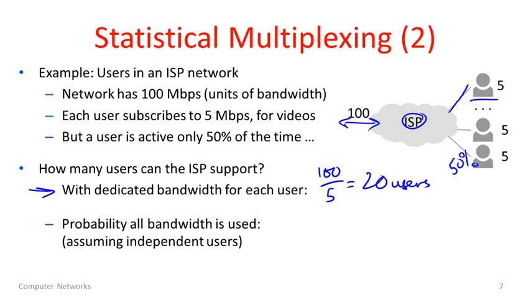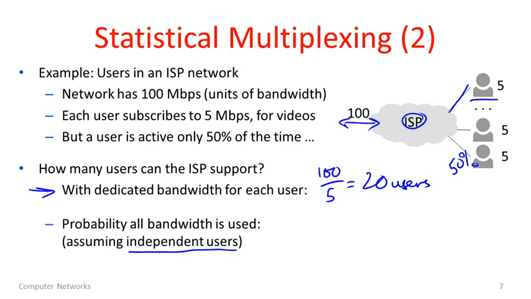Okay, but if we think about this case where there are 20 users, let's ask, for the sake of argument, what's the probability that all of the bandwidth within the ISP is being used? Now, the kicker here is we're going to assume that all of the users are independent. That's a little bit unrealistic, but it's good for thinking about this. This is a probability calculation. Some of you may not be familiar with it. Don't worry about it too much.